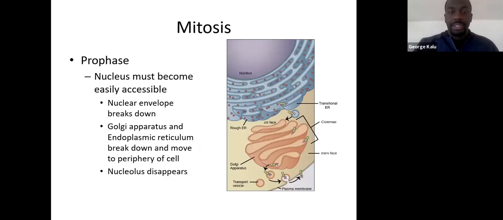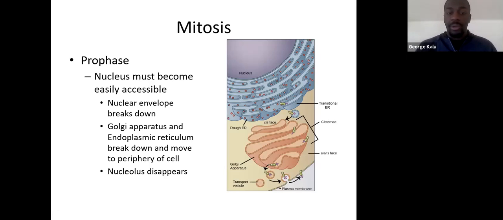Okay. So the first phase is prophase. In order to start undergoing cell division, the first thing that we need to do is make sure that our nucleus is as easily accessible as possible. So what we're going to be doing is getting rid of the nuclear envelope. We have this nucleus that has a double membrane surrounding it. We want to break down that nuclear envelope so that we can easily access the contents of the nucleus, the DNA inside. That's the first thing we need to do. Okay, break down the nuclear envelope.